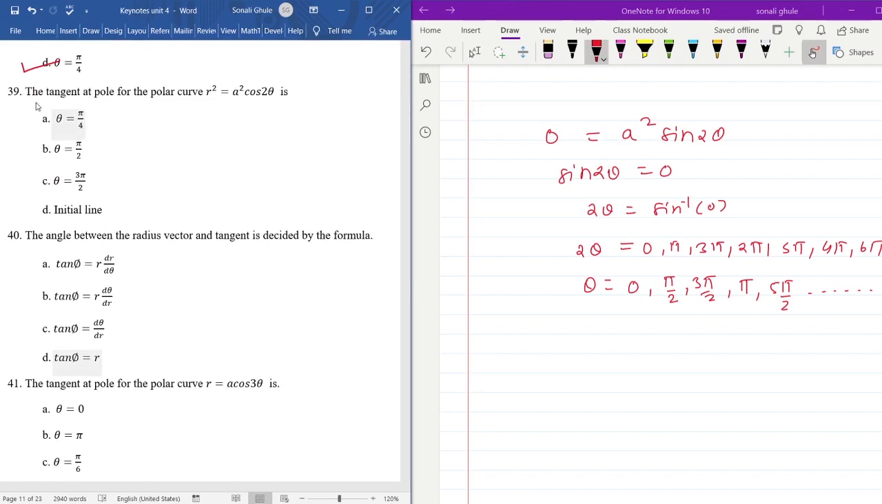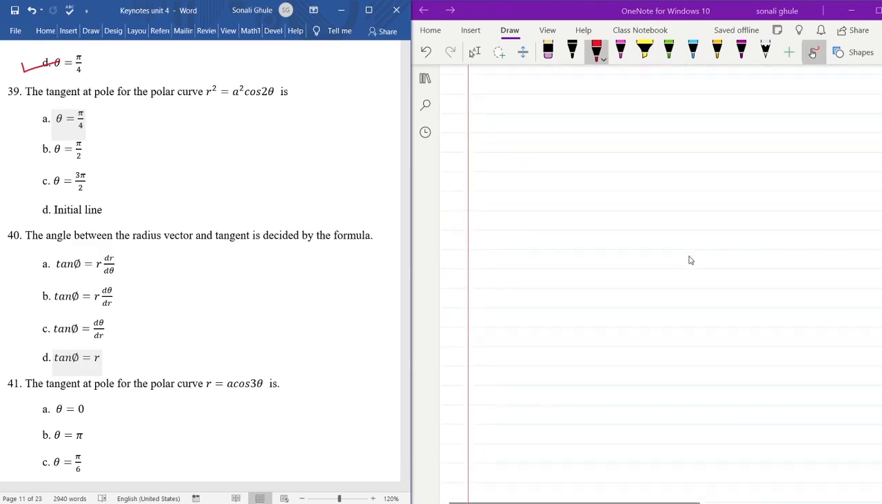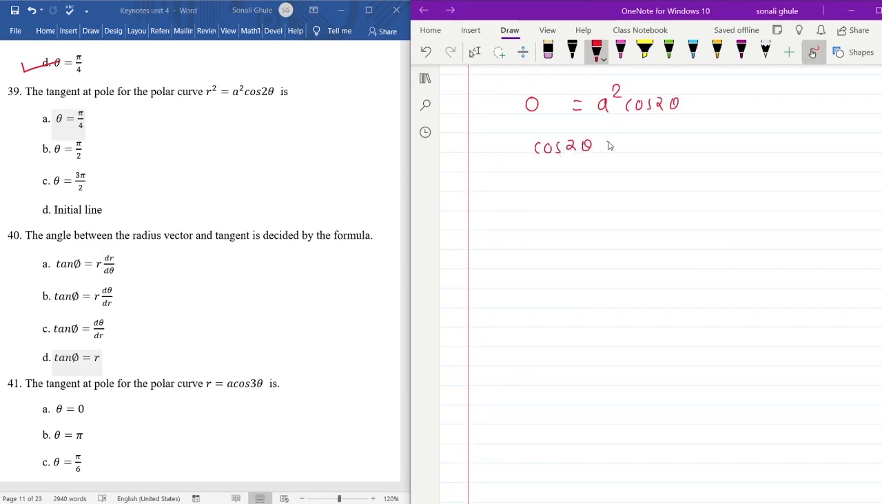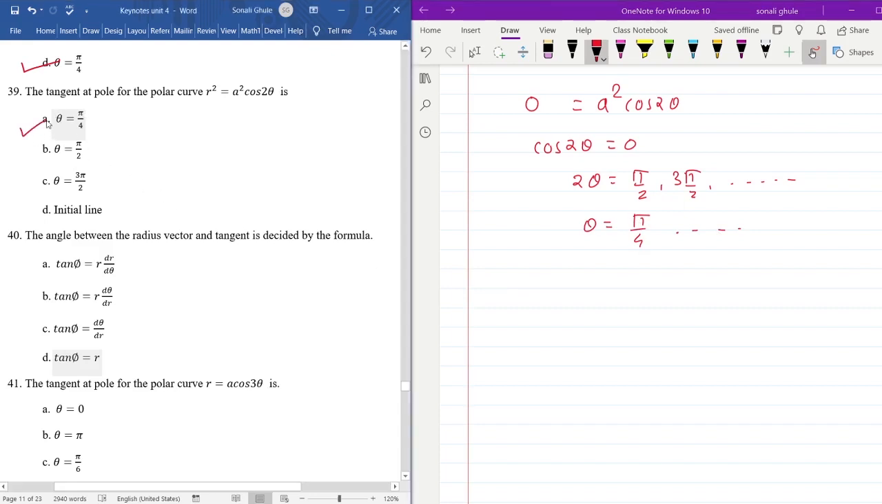Now let's see the tangent at pole for the polar curve. Similarly, we are going to find now cos 2 theta. To find the tangent at pole, put r equal to 0, so here a square cos 2 theta becomes 0, and cos 2 theta equals 0 means 2 theta is equal to π/2, 3π/2 and so on. So if you observe here, theta equal to π/4 is your tangent at pole. You can get many tangents at pole here, but the required option is A.